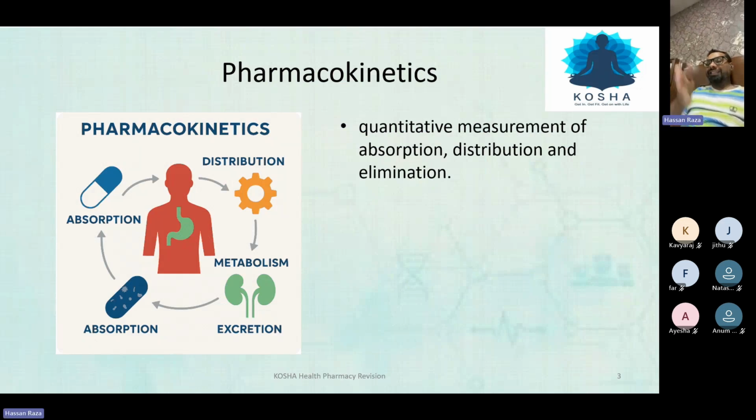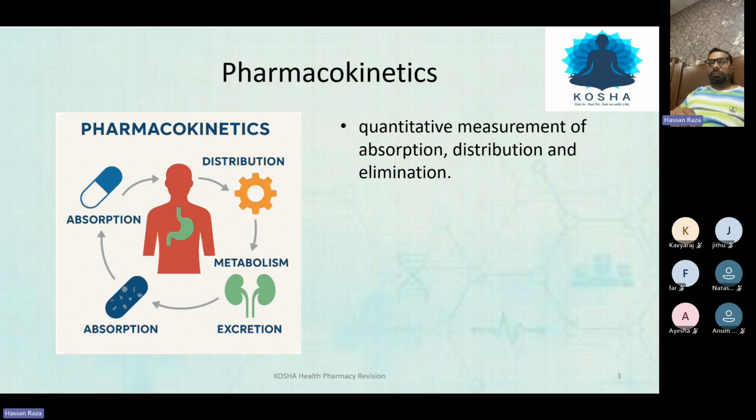In the previous lecture, I told you that pharmacokinetics is whatever the body does with your drug, and it obviously includes absorption. Basically, the body absorbs the drug, then distributes the drug to different compartments, tissues, and organs, and it metabolizes the drug and then eliminates and excretes it. But in today's lecture, I will discuss pharmacokinetics as the quantitative measurement of absorption, distribution, and elimination.